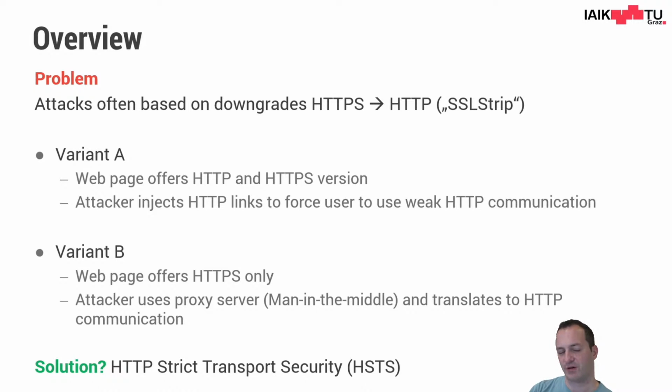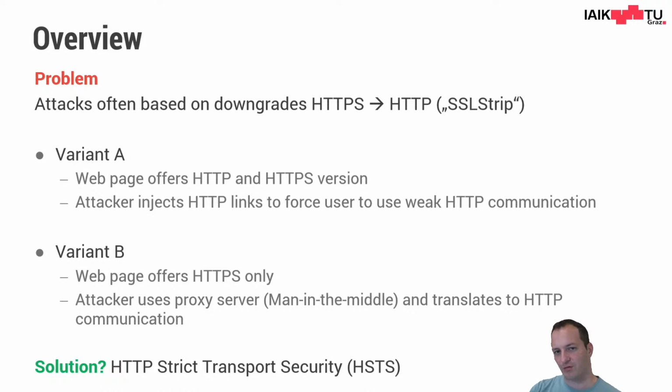So if an attacker actually manages to do this, he can inject, for example, HTTP links, rewrite links of an insecure page, and make sure that the user will never upgrade, will never see an HTTPS version. The second variant is the web page offers HTTPS only, but the attacker performs a man-in-the-middle attack and shows this website, which is actually HTTPS, using HTTP. So to the user, it will just seem, well, this website is using HTTP, and the user doesn't really see that there is an HTTPS version also.